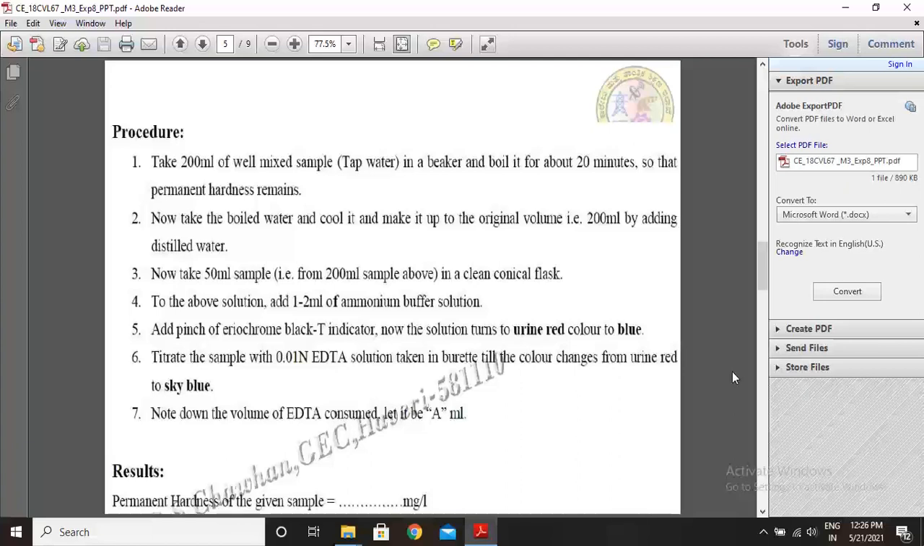Next, now titrate the sample with 0.01 normality EDTA solution taken in the burette till the color changes from wine red to sky blue. Then note down the volume of EDTA consumed, let it be in mLs. Next, the result we are getting: the permanent hardness of the given sample is in milligram per liter.